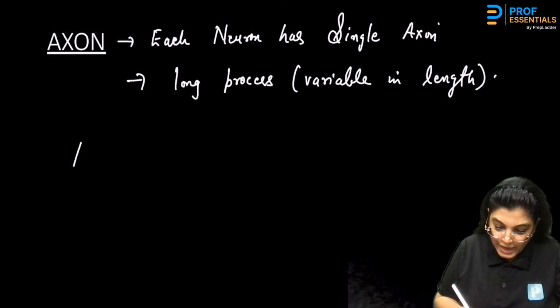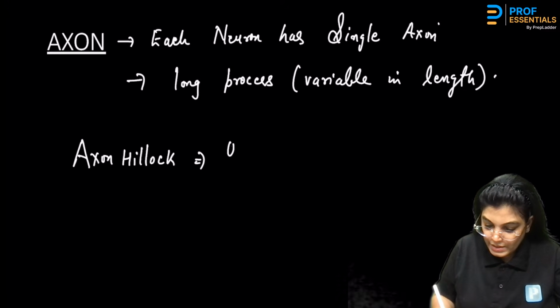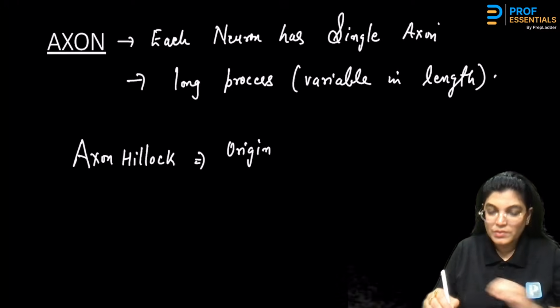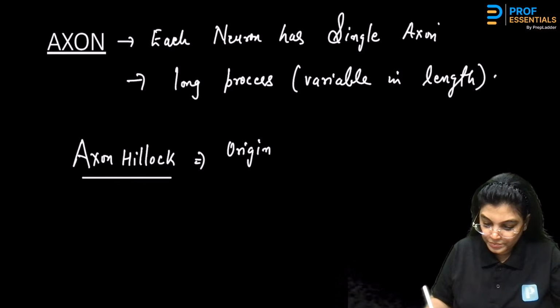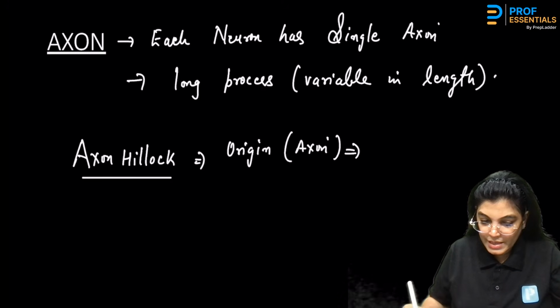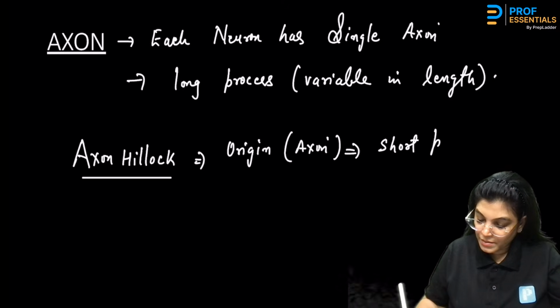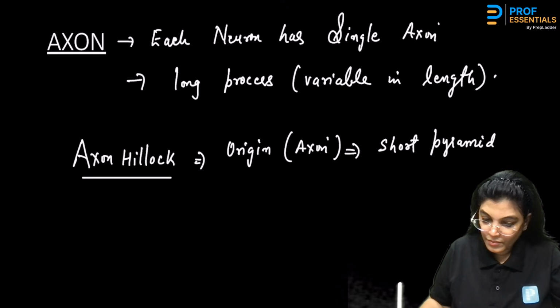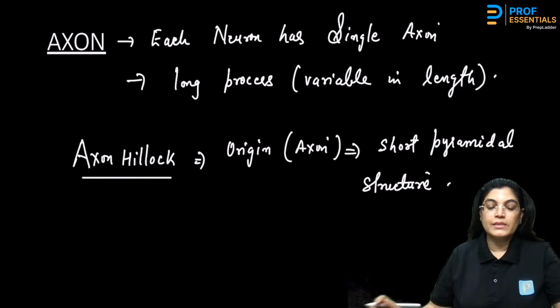So what is the axon hillock? It is close to the origin of the axon, and it is a short pyramidal structure.